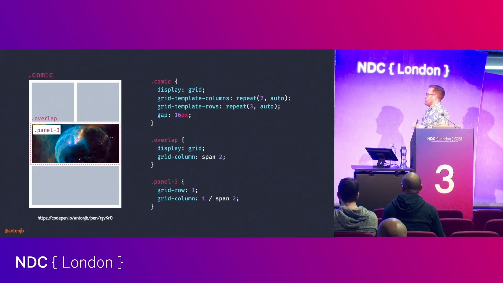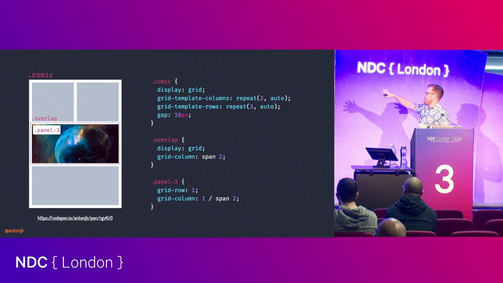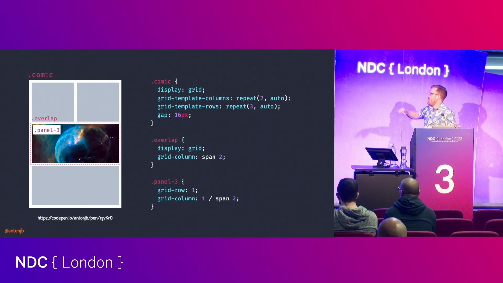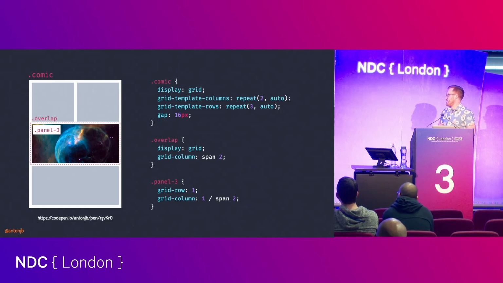And this technique works by, we have our comic with some stuff that we've sort of covered already. We have our overlap container, which has the image in there. And we're turning that into a grid as well, spanning it across the whole size. And we're giving it some rows and columns in there, the panel 3.